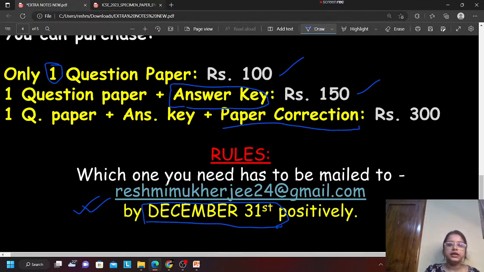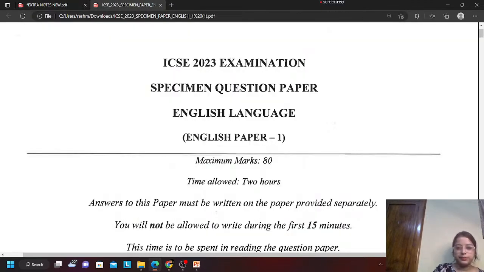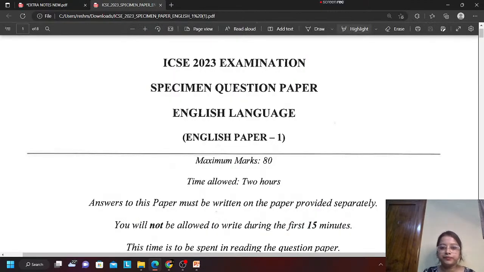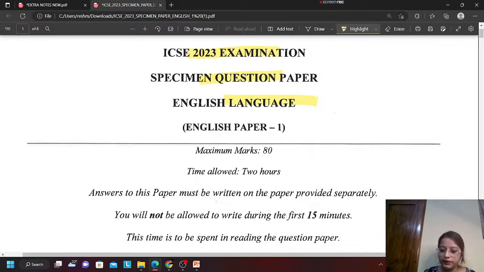All right. So let's move to the question paper today. See, ICSE 2023 examination. It is your specimen question paper and it is your language paper. All right, so let's start.